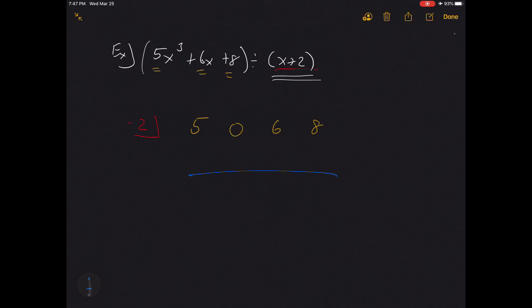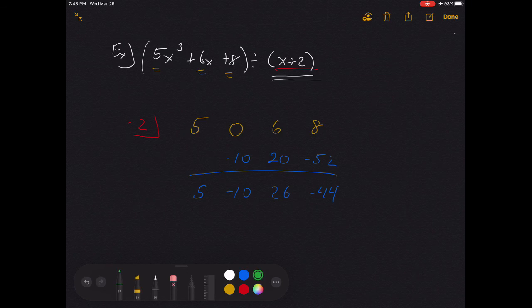Very simple to do. Bring down the first number, which is 5. Multiply what's in your box times that number, which is going to be -10. Write it here. Add the two numbers together vertically. That gives us -10. Multiply the -2 now times the new -10, which is 20. Place that there. Add the two numbers vertically, 26. Multiply -2 times 26, and we get -52. And then you're going to add the -52 and the 8, and we're going to get -44, I believe. That looks right. So that's going to be our remainder.